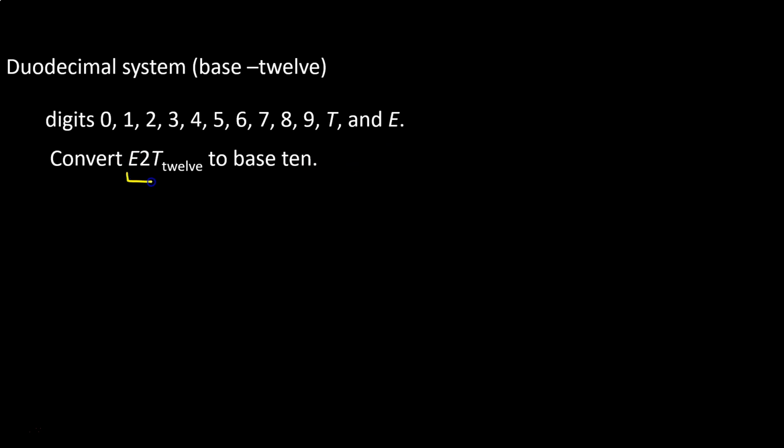So we are given a number in base 12 and we want to convert it into base 10. So the first thing we'll do is write that in the expanded form. We will have E times 12 squared, that's the 12 squared place value, plus 2 times 12 to the first place value, plus T times 12 to the 0. Notice that my place values are powers of 12 because this number is starting off in base 12.